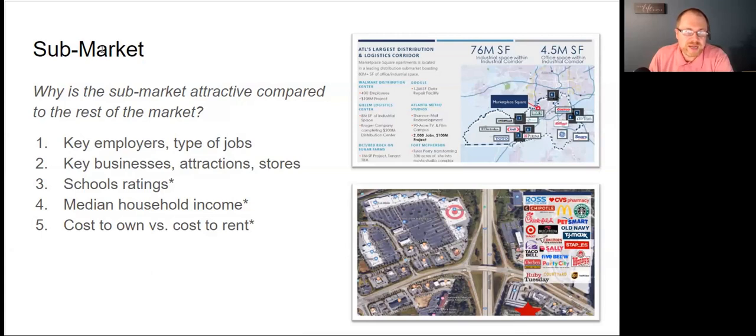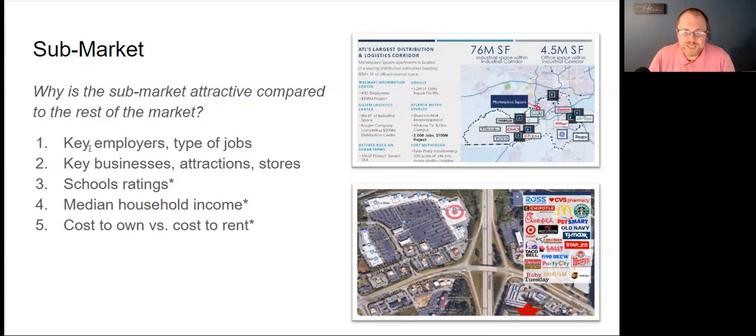But from a sub-market standpoint, you also want to look at the key employers, what type of jobs, depending on whether you do class A, B, or C in multifamily. Meaning the higher, more recent, more expensive properties are more for white collar jobs, versus class C that is more blue collar type of job. So you don't want to buy a class C property where most of the jobs around it are white collar, for instance. You want to be in tune with the market.